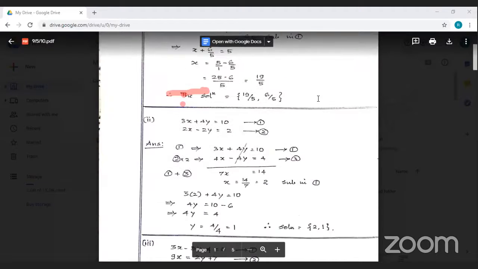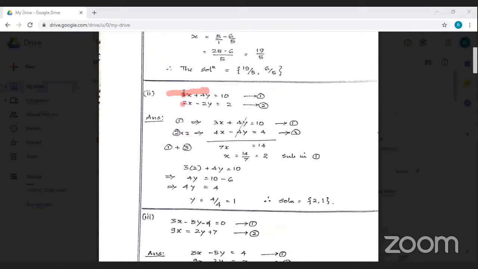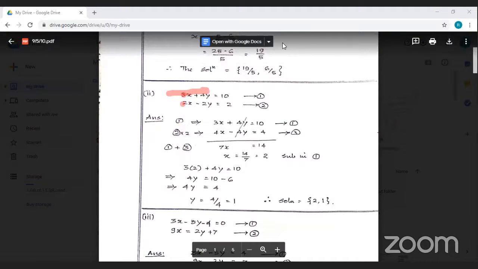Okay. Again, there is a system of two equations. 3x plus 4y is equal to 10, and 2x minus 2y is equal to 2. Now, by which one can we eliminate, x or y, seeing the equations?